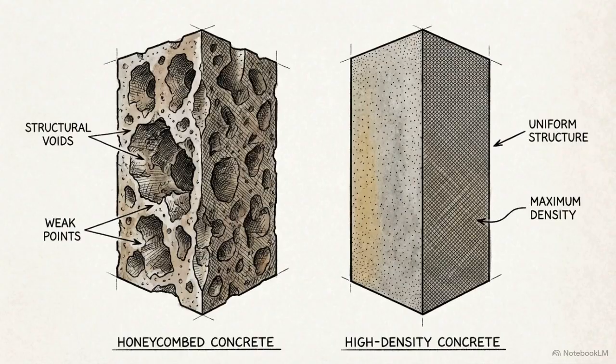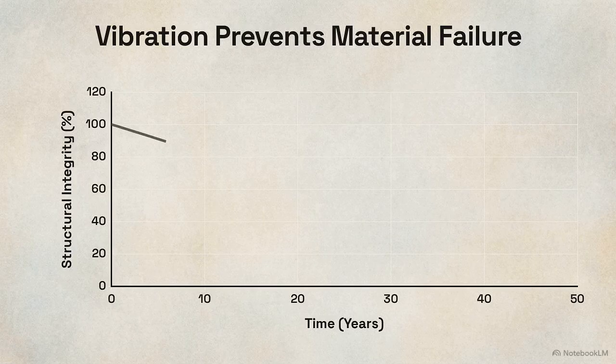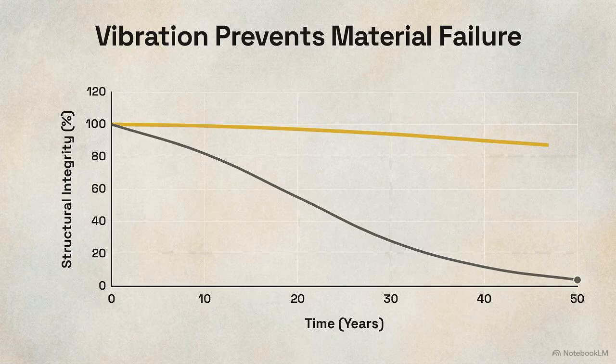If you skip this step, you end up with weak concrete riddled with visible air gaps. Proper execution results in a perfectly smooth, high-density structure. Those trapped pockets of air act as microscopic structural weak points. Proper vibration prevents long-term material failure.